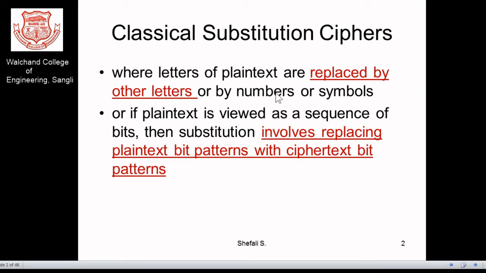Not only for characters, symbols, or numbers, but if you have bit patterns, most of the time your number is converted into an ASCII character or some other character bits. Then the bit pattern of the plain text can get replaced by the bit pattern of the ciphertext itself. So in that way you can have such precaution also.